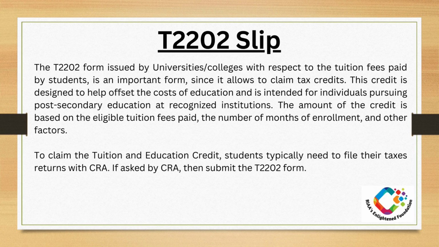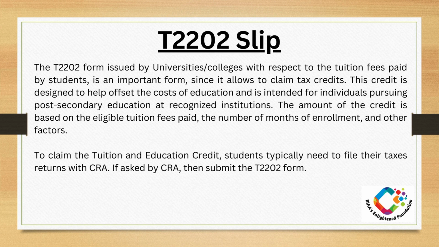T2202 slip. This is the form most of you have heard of, which is issued by the universities and colleges with respect to the tuition fees that you have paid to them. It's an important form to avail the tax credits relating to the tuition fees. It is designed to help offset the cost of education and is intended for individuals pursuing post-secondary education at recognized institutions. The amount of the credit is based on the tuition fees you have paid, and also on the number of months of your enrollment with the college or the university.